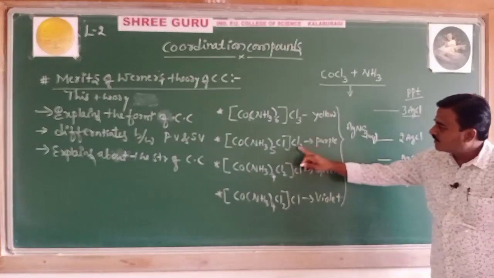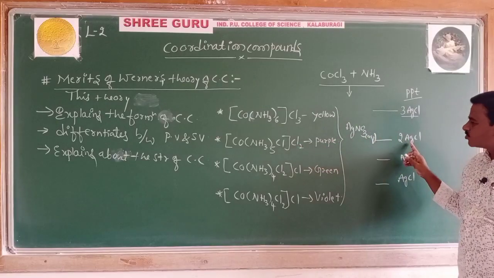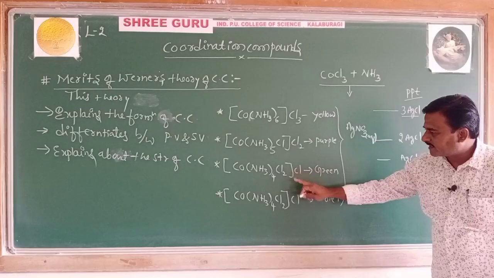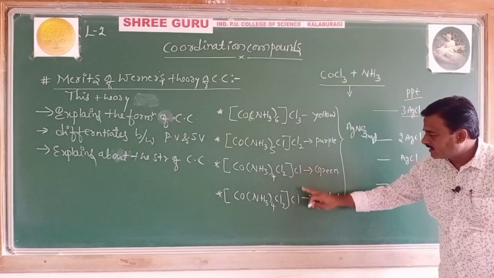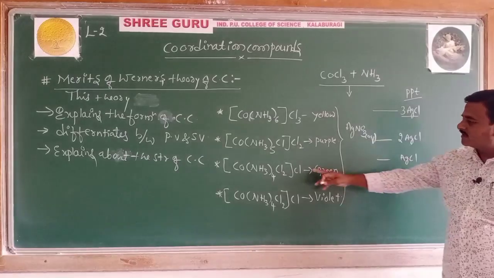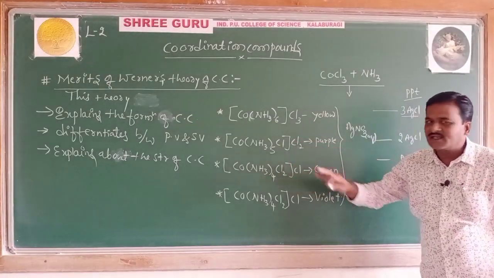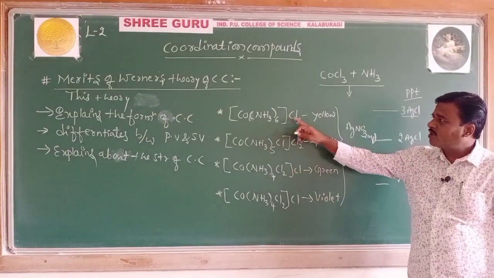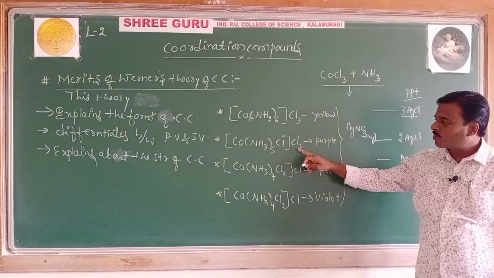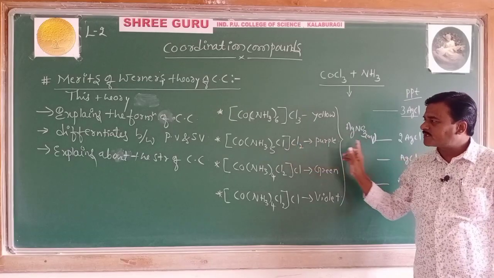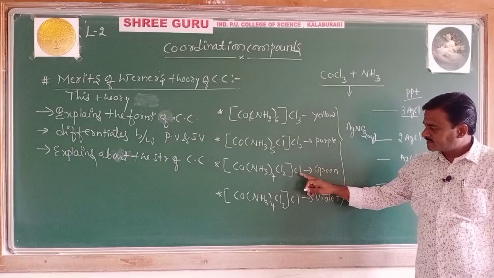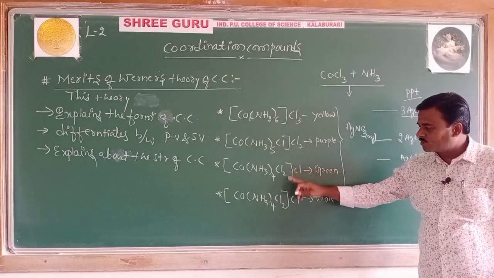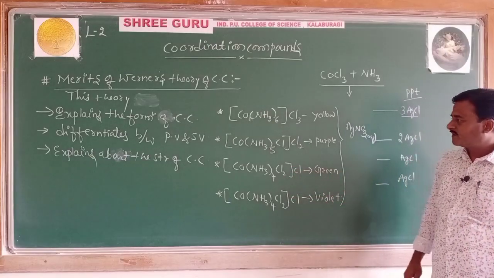Further, you can notice that the 2 chloride ions in complex 2, and one each in complex 3 and complex 4, are written outside the square bracket. Those only get precipitated, leaving the other chloride ions retained in the solution. In complex 1, all the chloride ions were precipitated. In complex 2, out of 3, 2 get precipitated and 1 remains in the solution. Similarly, in the 3rd and 4th, only 1 chloride ion gets precipitated and 2 are retained in the solution.